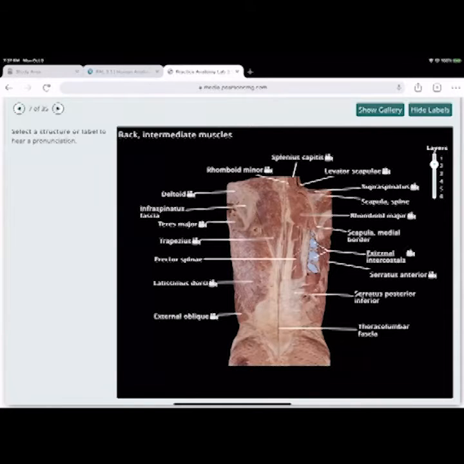The scapula, the medial border of the scapula, blue line right here. Here's the medial border, the anterior border that comes up here on the top. The rhomboid major and rhomboid minor we talked about. You see the major and minor just above it. The scapula, there's the spine of the scapula. The supraspinatus muscle on top of the scapula. And the levator scapulae that extends up the side of the neck.